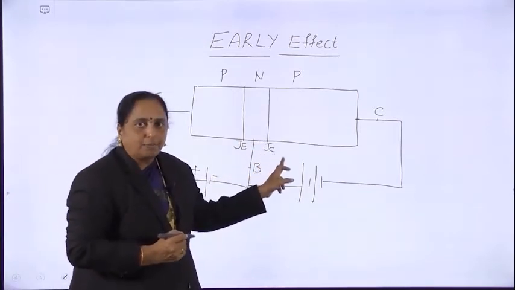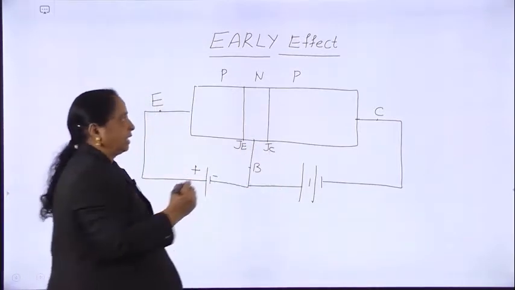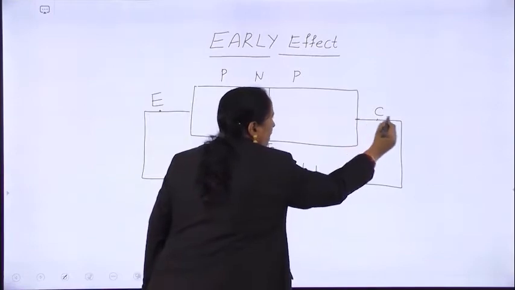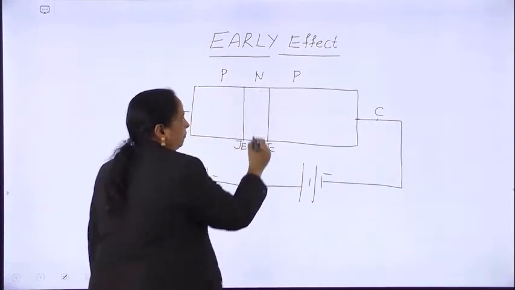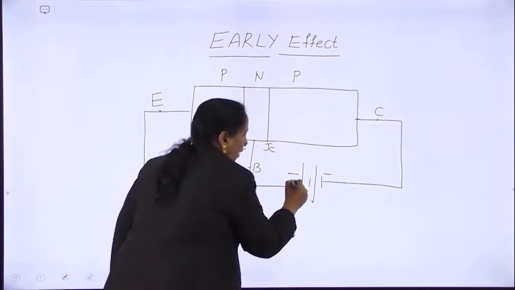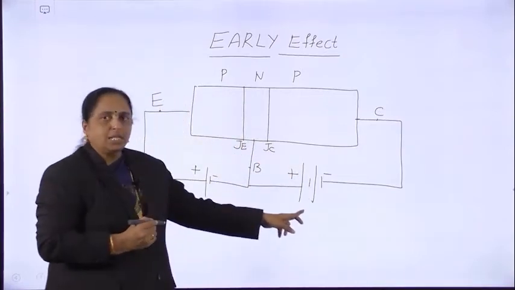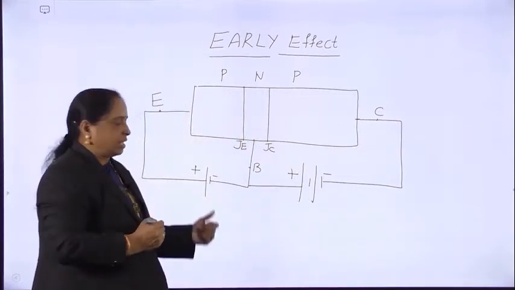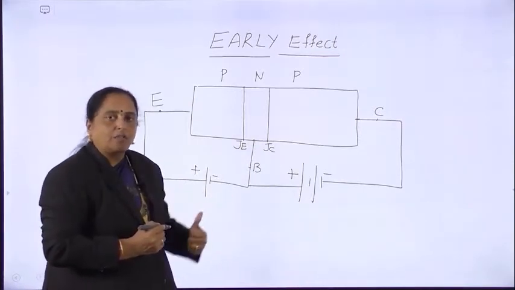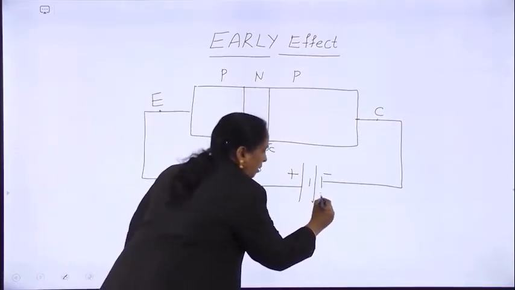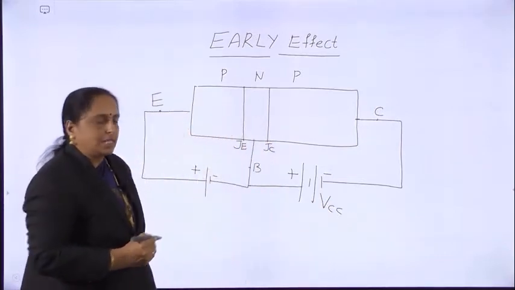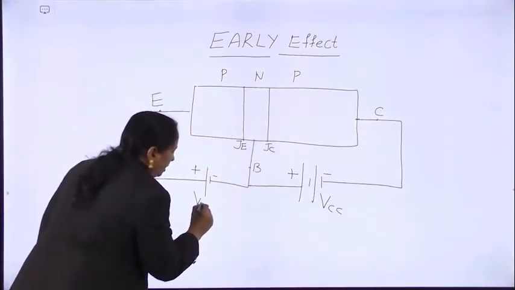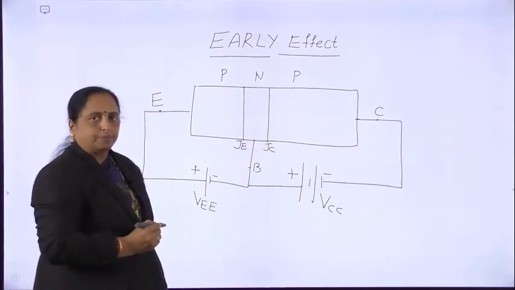Similarly, the collector junction must be reverse biased. That is, the outer P material, the collector, is connected to the negative terminal of the battery, and the N material is connected to the positive terminal of the battery. So this is under strong reverse bias condition, and the emitter junction is under strong forward bias condition. Let us assume that the battery is named VCC, and this is VEE because it is connected near the emitter terminal.